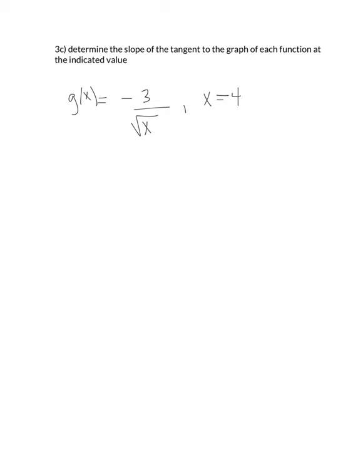Alright, question 3c says, determine the slope of the tangent to the graph of each function at the indicated value. So my function is here, g of x is equal to negative 3 over root x. So I'm going to go ahead and rewrite that before I try and do anything. So negative 3, and again, this denominator of root x is going to move to the numerator and become a negative exponent. I can take the derivative now, so I will have this negative 3 times this negative 1/2, so I'll get a positive 3/2 x to the negative 3 over 2.